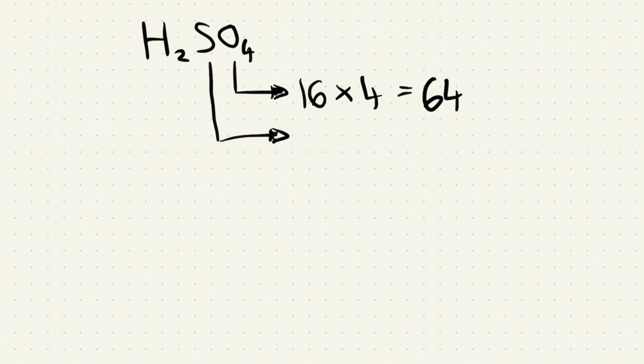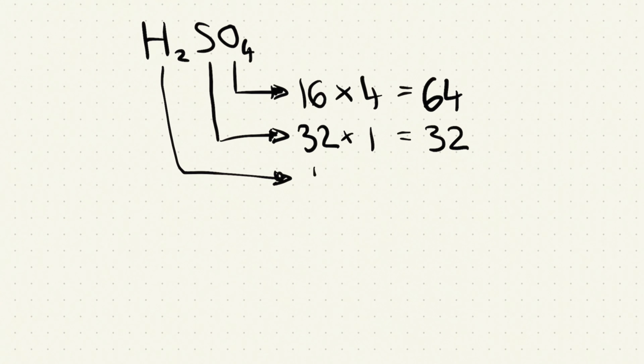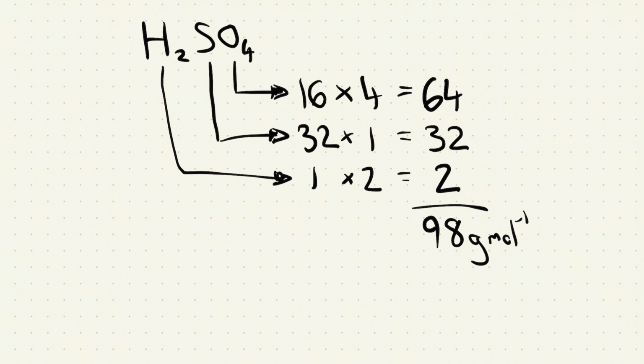Sulfur, if you look it up, has a mass of 32. There's only 1 of them in the formula, so you multiply it by 1, and we get 32. And hydrogen, once again, has a mass of 1. We times it by 2, and we get 2. Now we simply add all these numbers together. We get a total mass of 98 grams per mole.